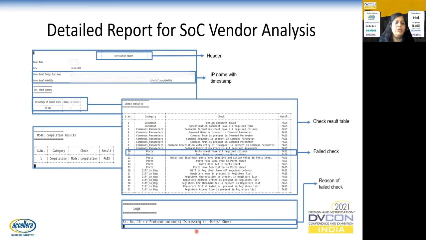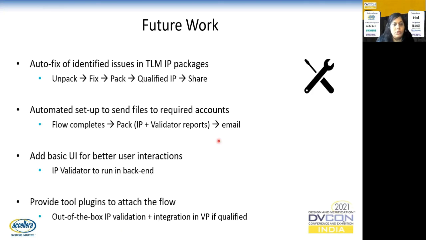because there was something missing from the vendor IP package documentation, and there was some column whose entry was missing. So this is a really good input for the vendor to go back, fix this package, and reshare it with us. So that is all about the flow.